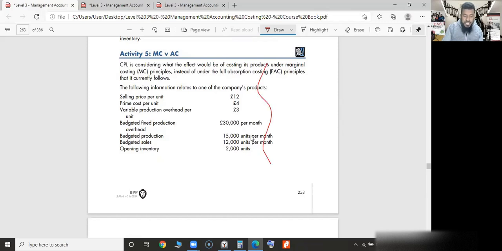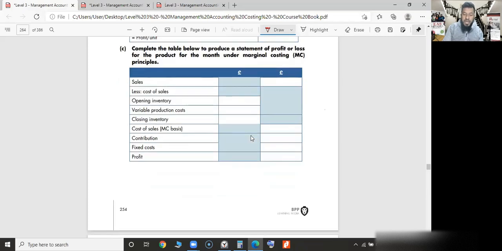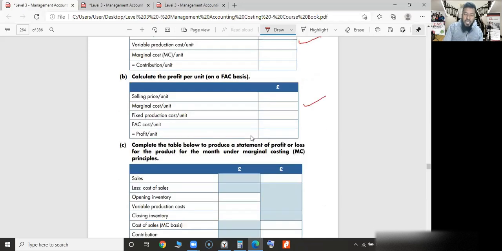Same type of question, I'm ignoring activity number 5. It's the same and similar, not a big thing, a little lengthy question, but we have done a cost per unit under absorption costing, marginal costing, and profit per unit.